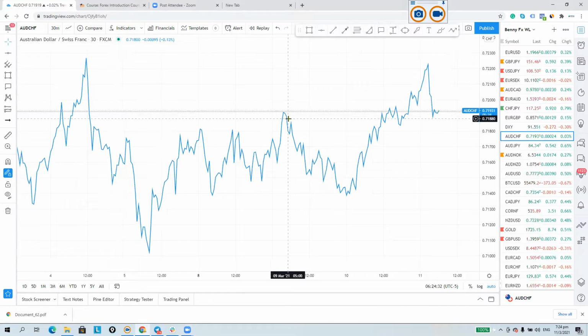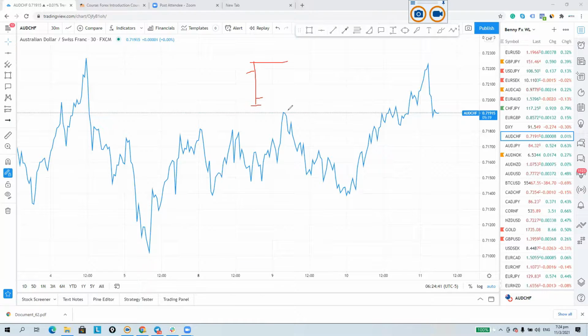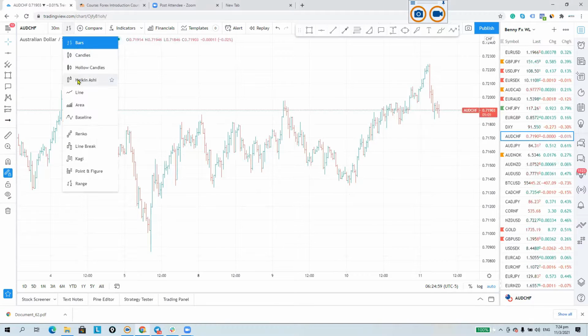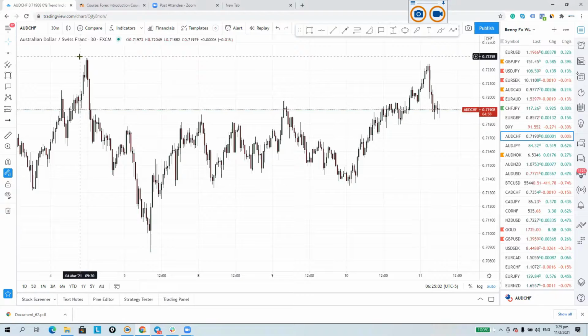A line chart basically connects all the closing prices. Remember, a candlestick has four pieces of information: the opening price, the closing price, the low and the high. All these swing points are the closing prices, so we see a line chart. If we convert this to a bar chart, it looks like that. And this is the candlestick chart. They are all the same.